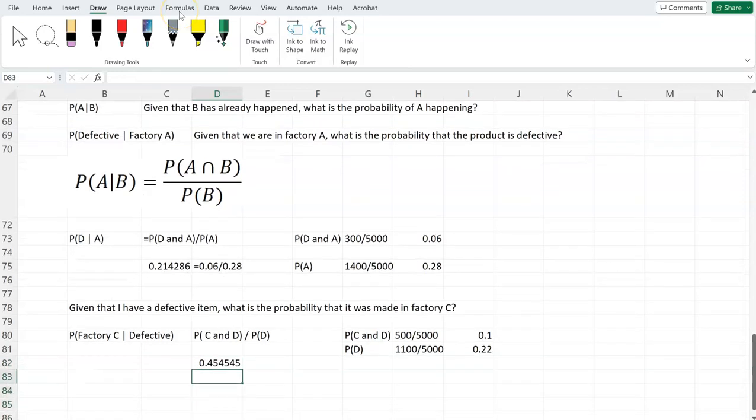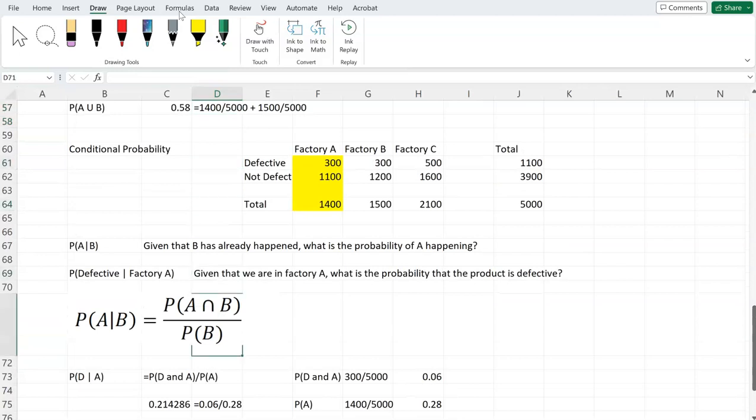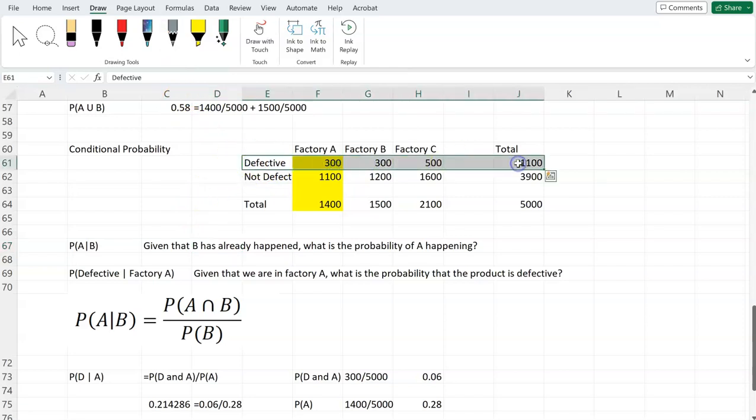So given that I already have a bunch of defective items, what is the probability that it was from factory C? And I can find that out. It is 0.45. So this is conditional probability, and it usually happens when we're dealing with a universe where we are already in this zone. If we are in this zone, how do we find out the probability that a product is from factory C or B or A?